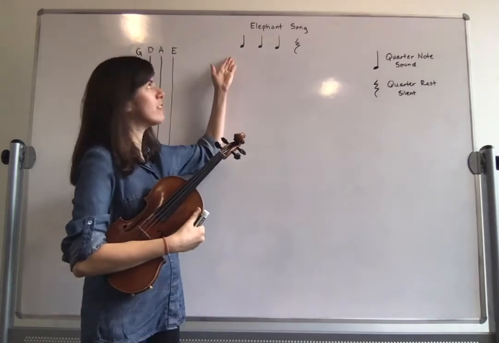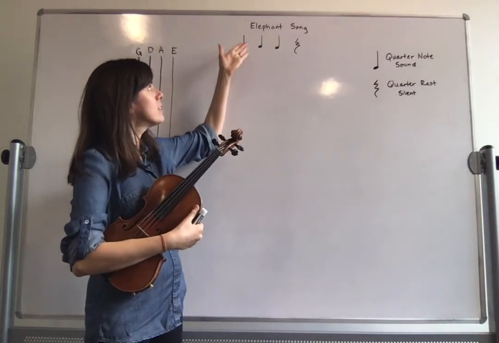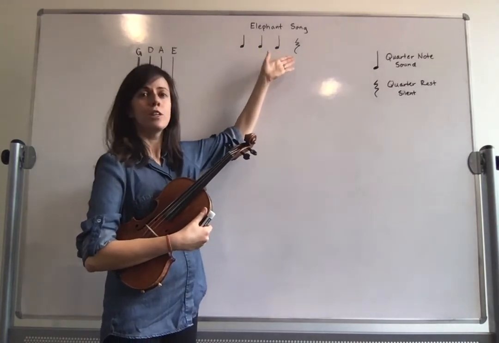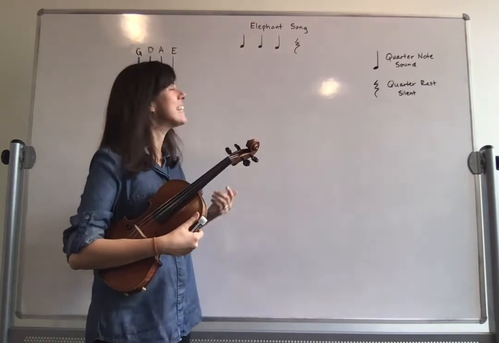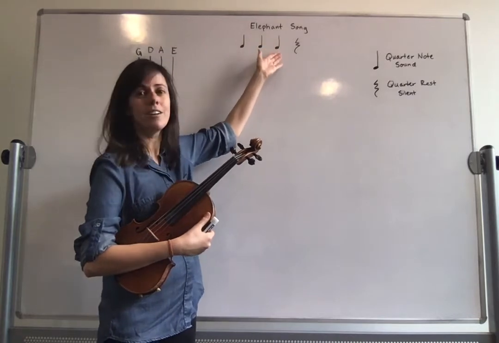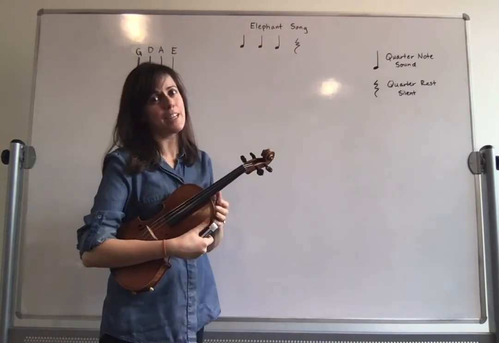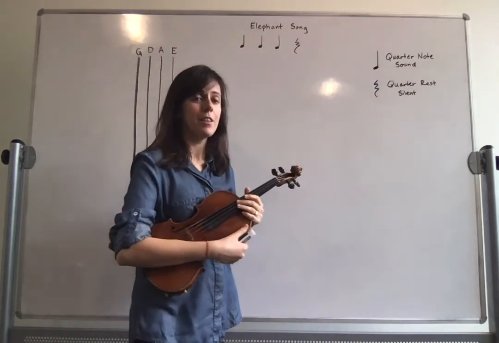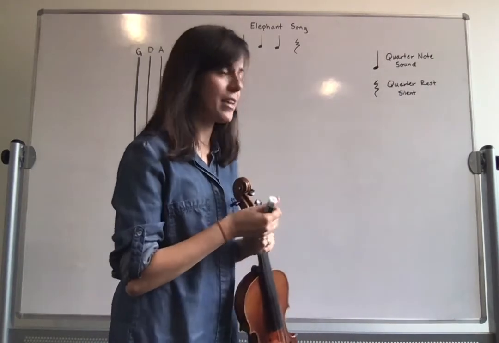So the rhythm we have up here is ta, ta, ta, sh. Can you try it? Ready? Go. Ta, ta, ta, sh. Nice work, students. Now, the notes for the Elephant Song go like this.